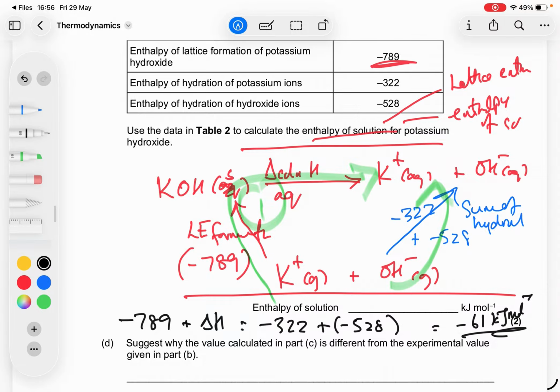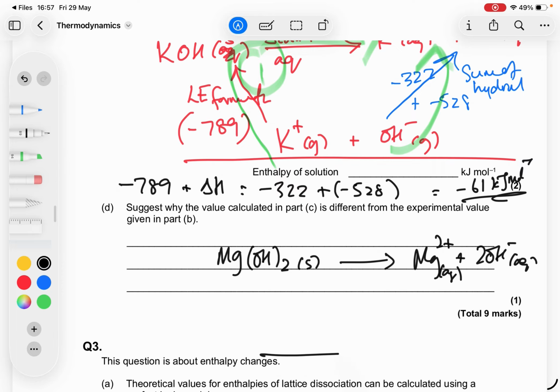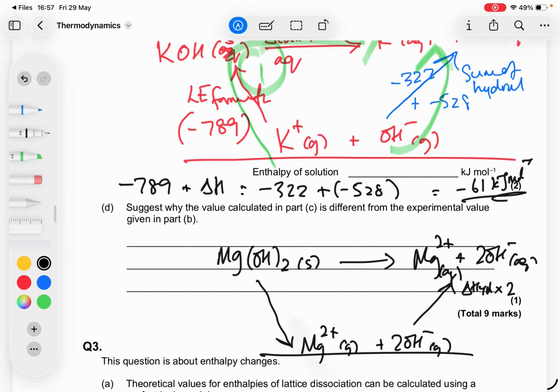The thing I would like to highlight here is this. If let's say this was magnesium hydroxide, the only difference here would be that when you do your enthalpy of hydration, like magnesium 2 plus gaseous and 2 hydroxide, you would need to multiply the hydration of hydroxide by 2. And if the data was given as lattice enthalpy of dissociation, then the arrow would go down.